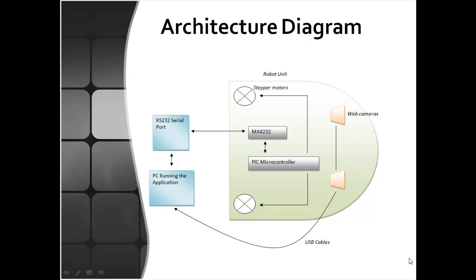Thank you, Rukshan. This is our architectural diagram. Our robot has two web cameras and two servo motors, and the major part of our robot is the PIC microcontroller. It controls the movement of our robot. The two web cameras communicate with the PC using a USB cable, and the PIC microcontroller communicates through the serial port. According to the video feed from the two cameras, the system sends signals to the microcontroller, and the microcontroller then controls the two motors. That's how our system works.